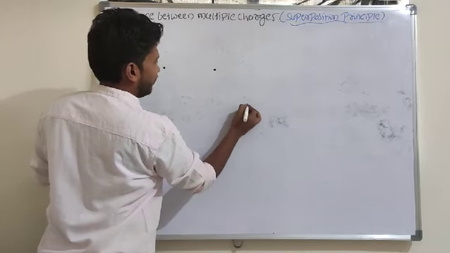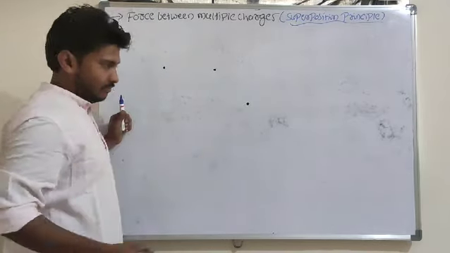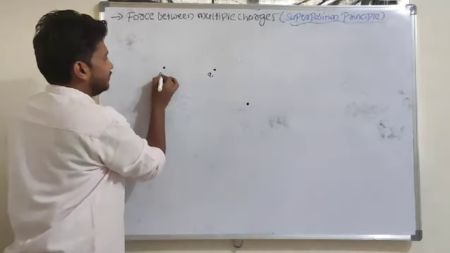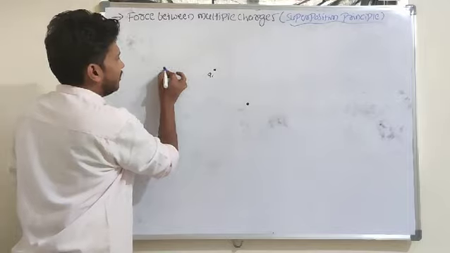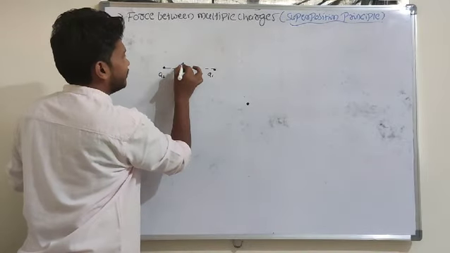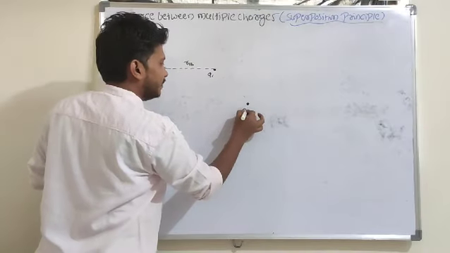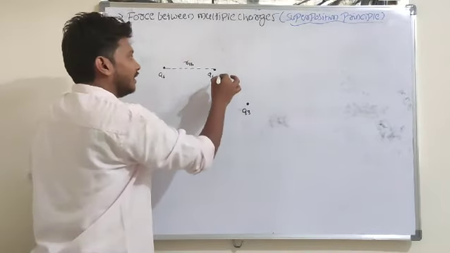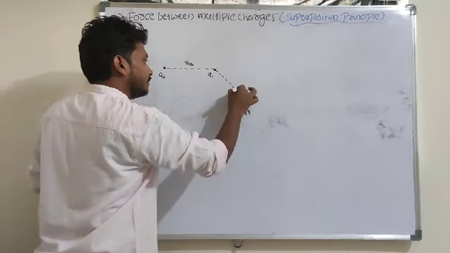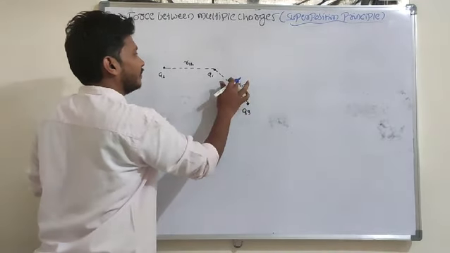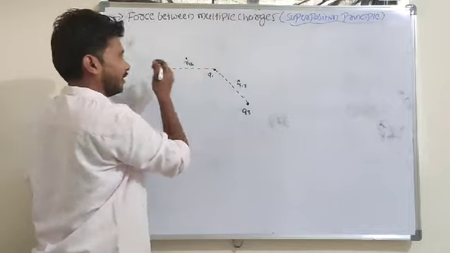For my convenience, more than two charges first. For example, this is charge q1 and this is charge q2. The distance between these two charges is r of 1 to 2, and this is charge q3, and the distance between these two charges is r of 1 to 3, with unit vector r cap.